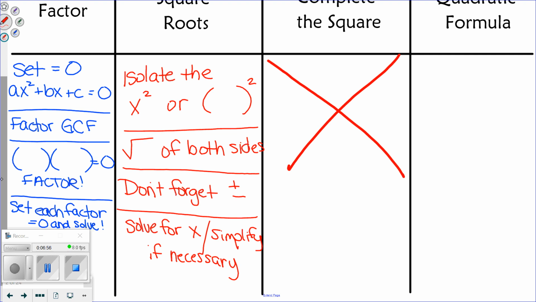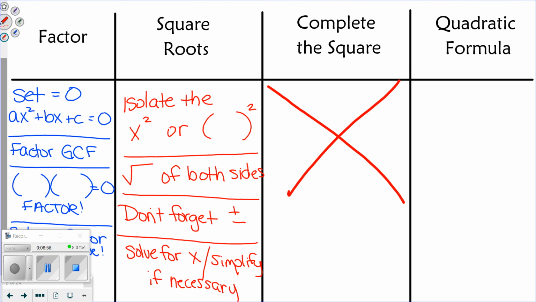Because the big thing, you can go ahead and make a note of this up here, it must be missing the bx term. Right, we have ax squared plus bx plus c. So it does not have that middle bx term. That piece is missing. If it's missing it, then you can use the square root method.